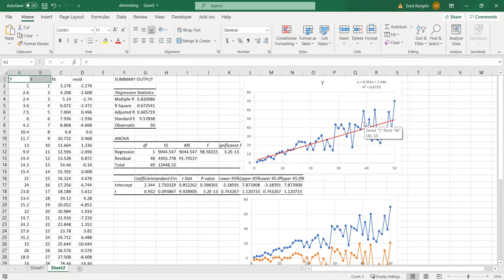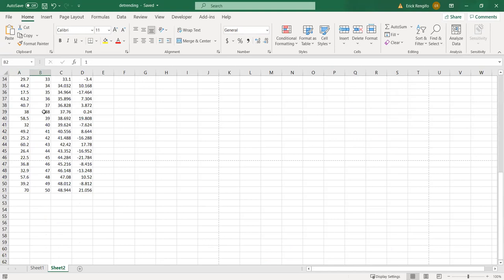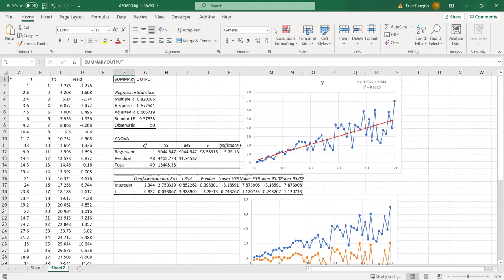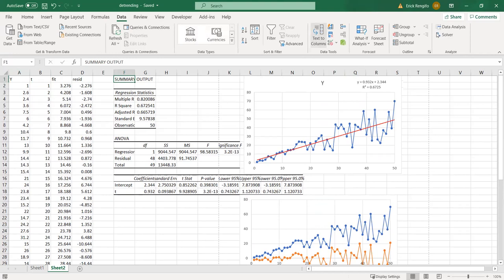If I simply remove the trend here, what I can have is a stationary process. So what I do is I create T. Remember, T is, I told you, time. I just write 1, 2, 3, 4, 5. In this case, I have 50 observations. And then I simply run my regression. As usual in Excel, data, data analysis, regression, click on regression.